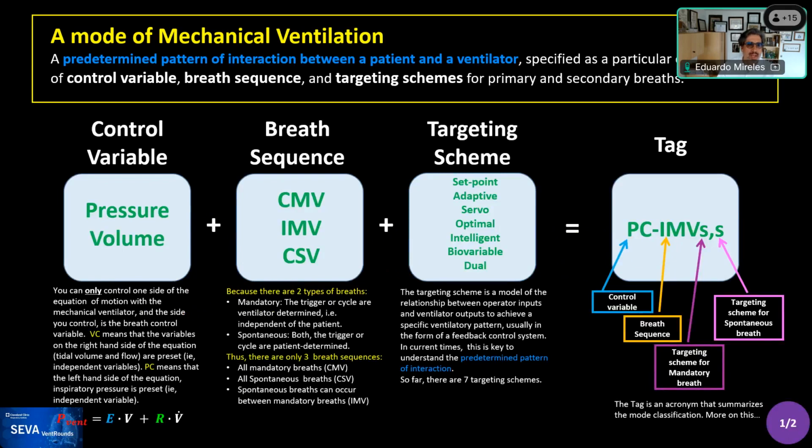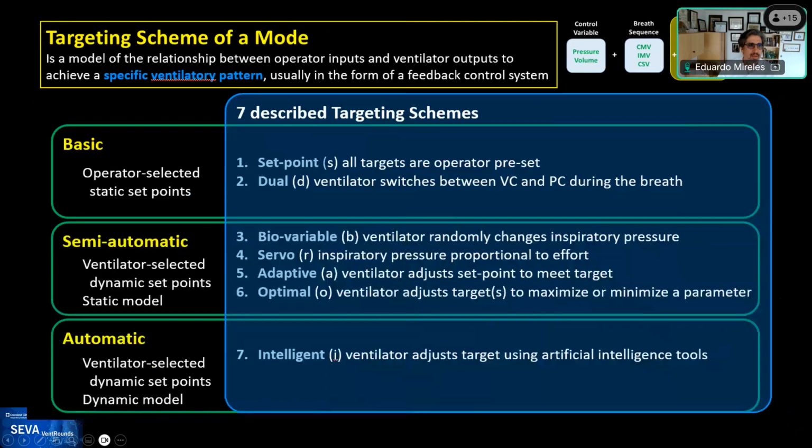So I just want to highlight, remember that a mode of mechanical ventilation has three components: the control variable, breath sequence, and targeting scheme. And we summarize everything under a tag. I thought that we would focus a little bit on the targeting scheme today. Within the targeting scheme, there's 7 that have been described, and there's likely more than this. Rob, you can comment on it. But at this time, we're using these 7. They're all encompassing in many ways.